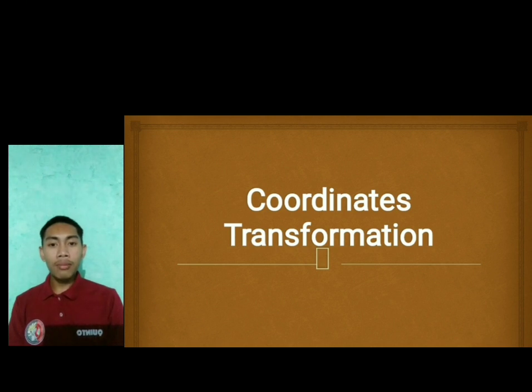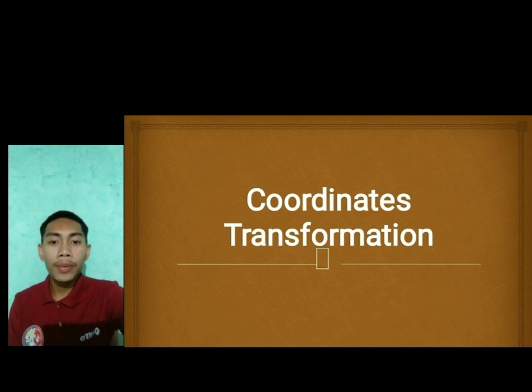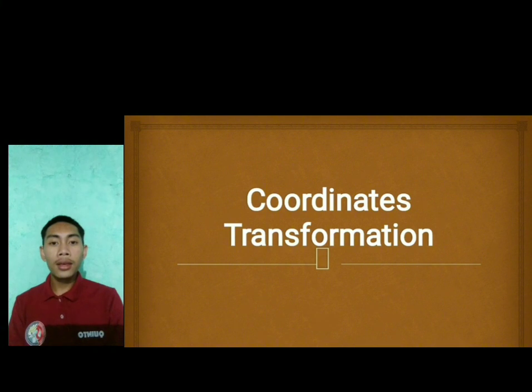Coordinate transformation involves converting coordinates from one coordinate system to another. This is often necessary when working with different coordinate systems or when transitioning between representations of the same space. The transformation process typically involves a set of equations or algorithms that relate the coordinates in the original system to the coordinates in the target system.